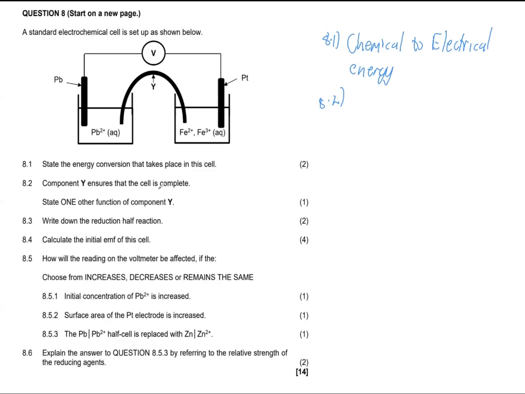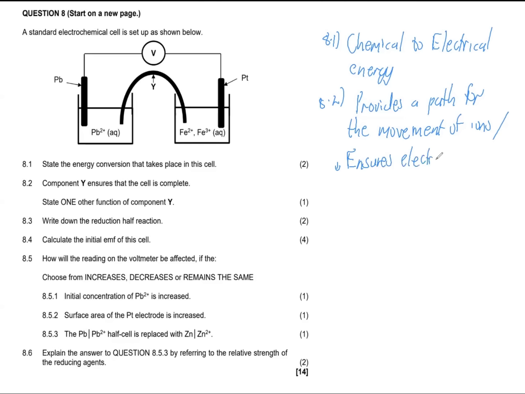Now in 8.2, they say component Y ensures that the cell is complete. State one other function of component Y. So component Y is a salt bridge. Another function is that it provides a path for the movement of ions, or you can mention that it ensures electrical neutrality in the cell.